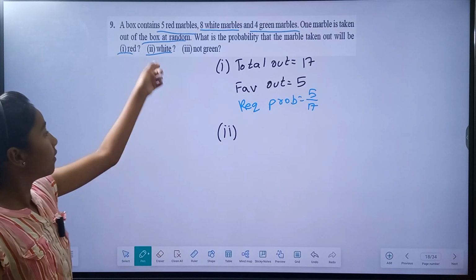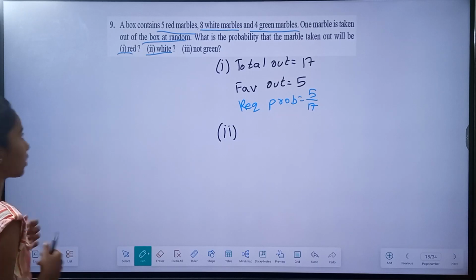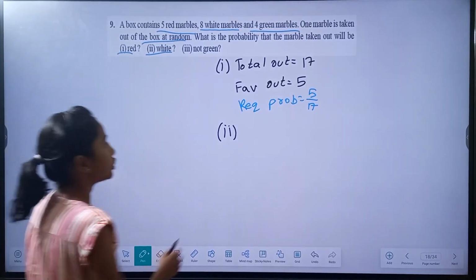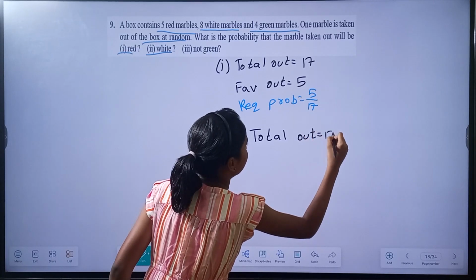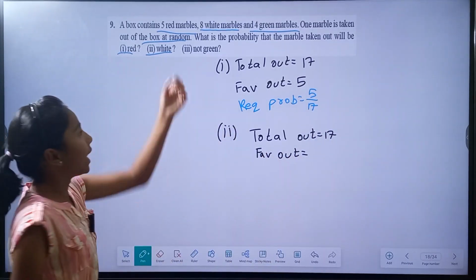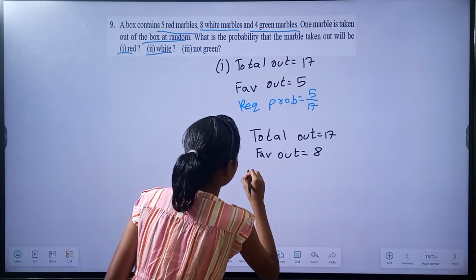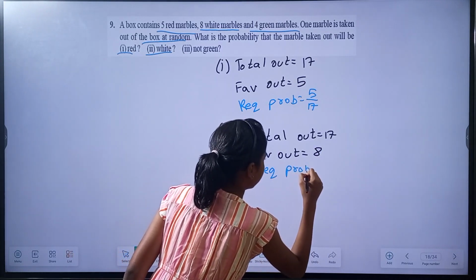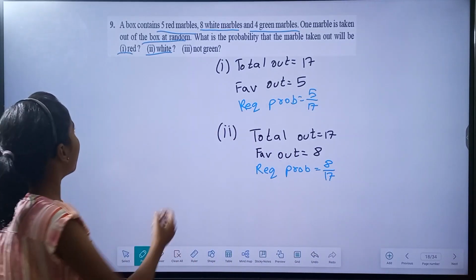Second part, white. What is the probability that the marble taken out will be white? So now a white marble. The total outcomes are again 17. And the favorable outcomes are white marbles. There are 8 white marbles, so take out one marble at random, 8 ways. So the required probability equal to 8 by 17.